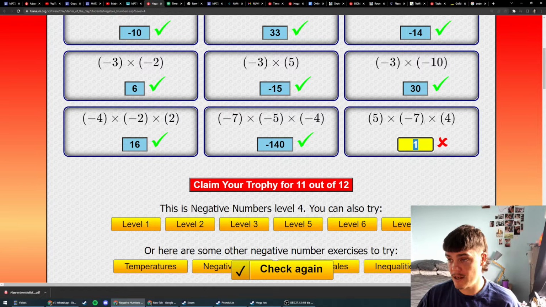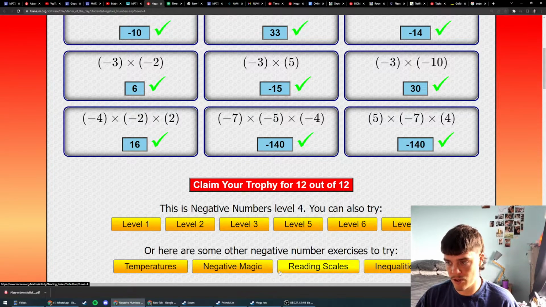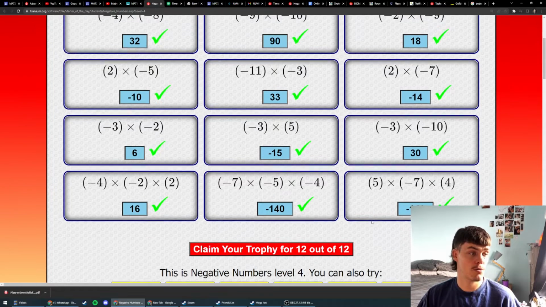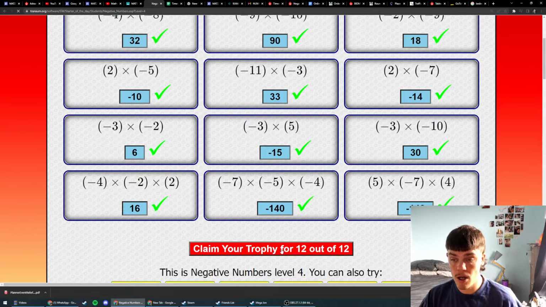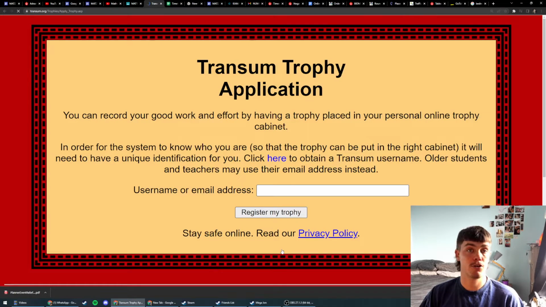So it's a negative number because it's positive, negative, positive. So the positive and the positive make a positive, and then times the negative, it's going to be a negative. So I'll do that first. 5 times 7 is 35, and then it's exactly the same question as this actually, so it's exactly the same answer. So let's check again. So now I've got my 12 out of 12. You can settle for 10 out of 12 if you want. I can then claim my trophy.